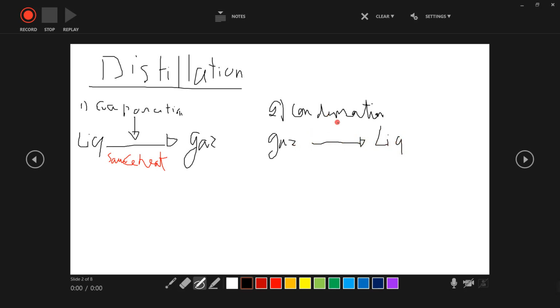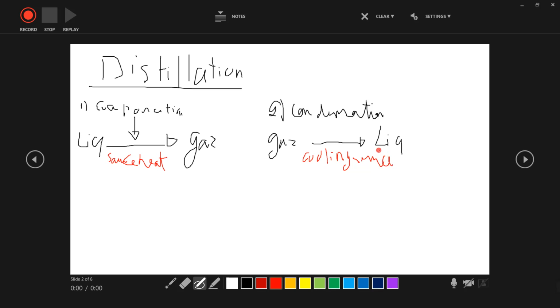So this is condensation. The gas will be returned into liquid. In order to do this, we need a cooling source. Totally the opposite. Here we need a source of heat, but here we need a cooling source. Okay, very good. So these are our two main steps in any distillation process. First of all, my liquid will be converted into gas by evaporation using a source of heat, and in condensation, the gas will be returned into liquid by a source of cooling.